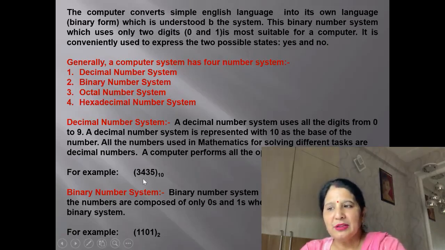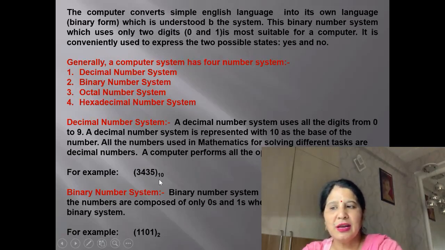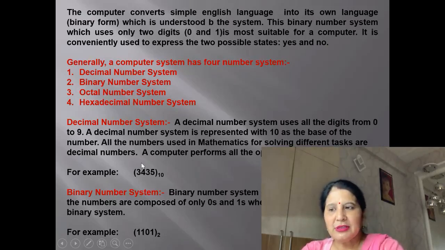For example, this is a number 3435 and the base is 10. So this is the number and base is 10, which means this is a decimal number system. This is a decimal number.